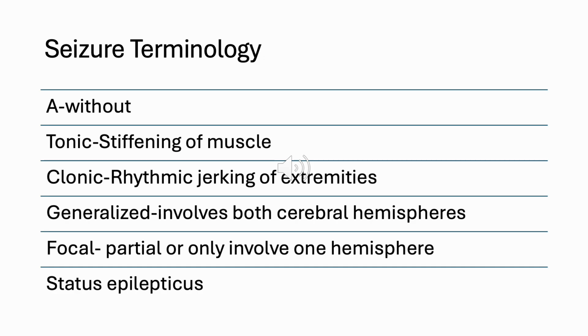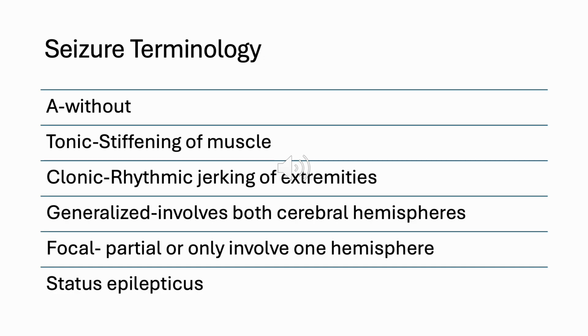Okay. Generalized seizures involve both cerebral hemispheres, and there are 5 different types. Focal seizures or partial seizures only involve one hemisphere. And then status epilepticus is a medical emergency.